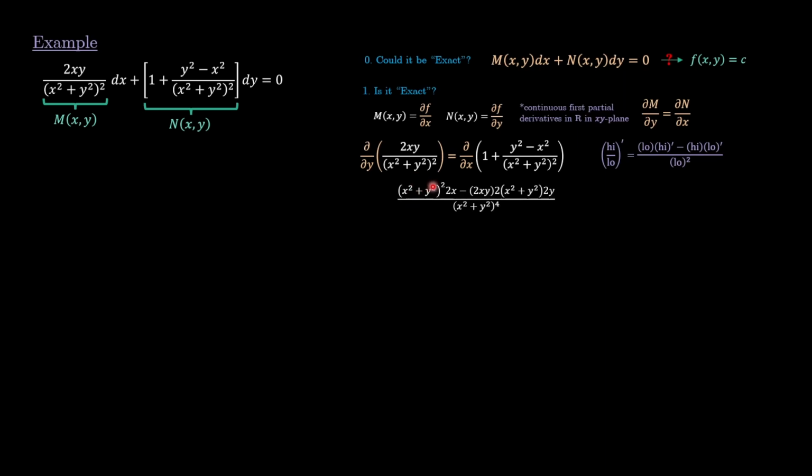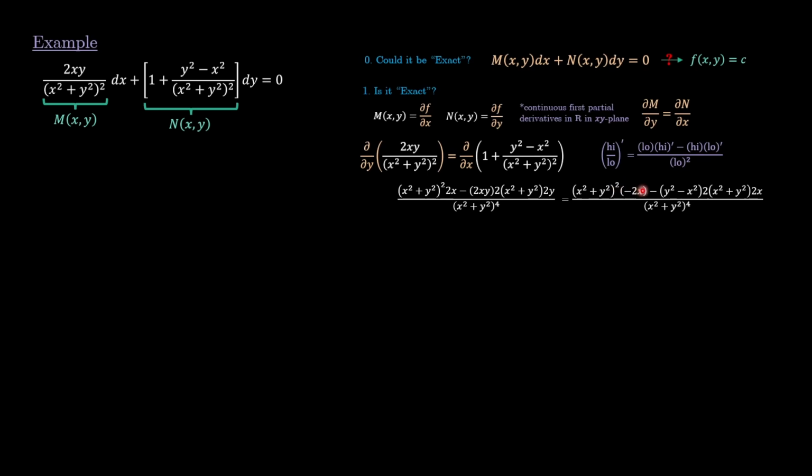Here we can see that x squared plus y squared is the low. 2x is the derivative of the high with respect to y, so it becomes 2x. 2xy is the high, and this expression, 2 times x squared plus y squared times 2y, is the derivative of the low with respect to y. And then we have low squared on the bottom. And similarly, we compute the right. Again, we have low squared.